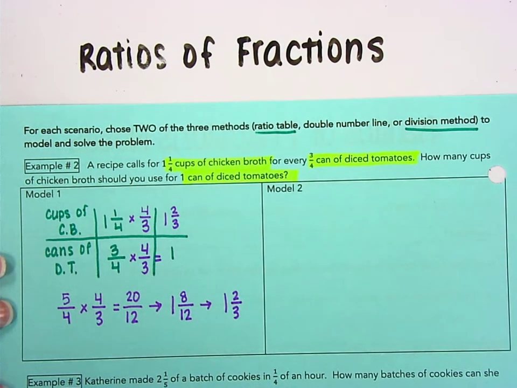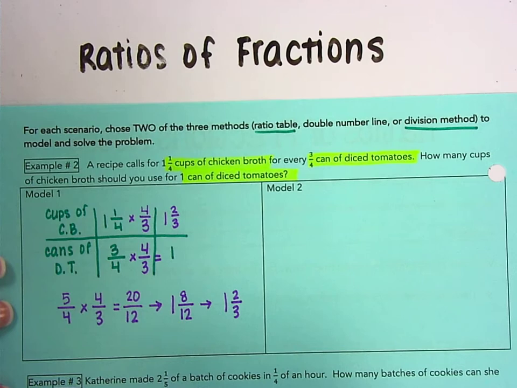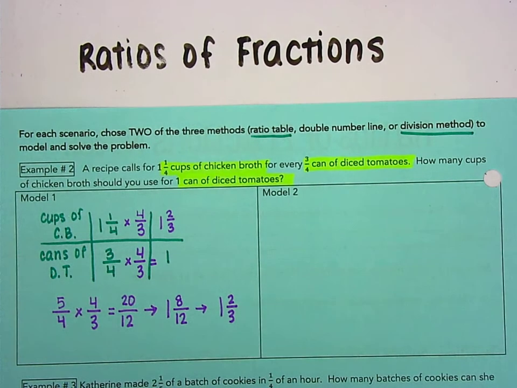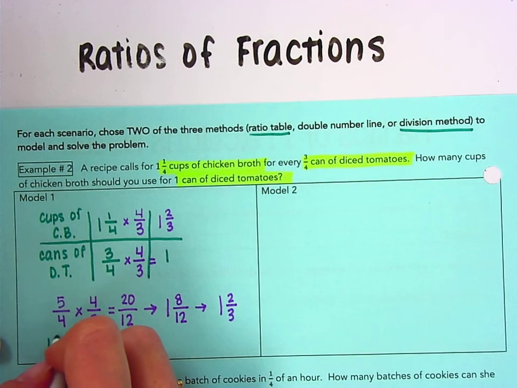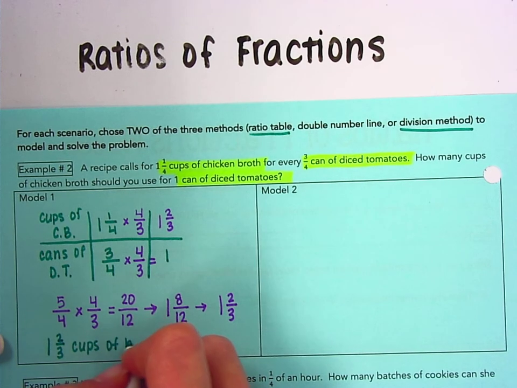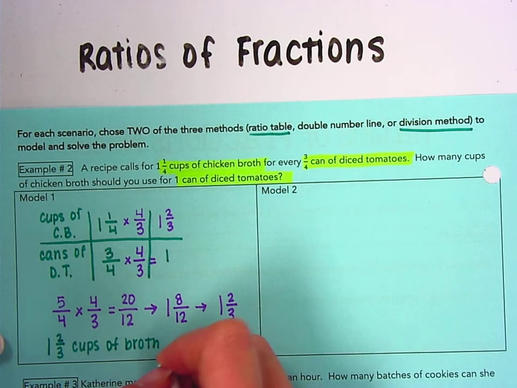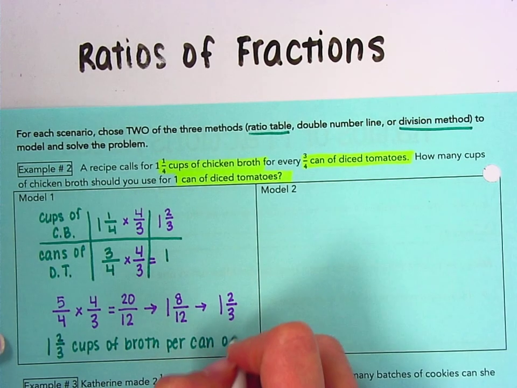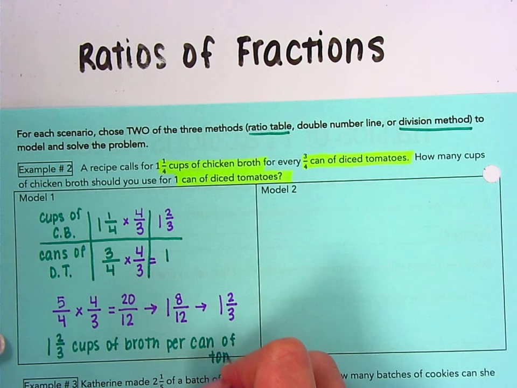We do need to make sure we pull this answer out of our table and actually label our answer. We're going to do that by saying 1 2/3 cups of broth per can of tomatoes.